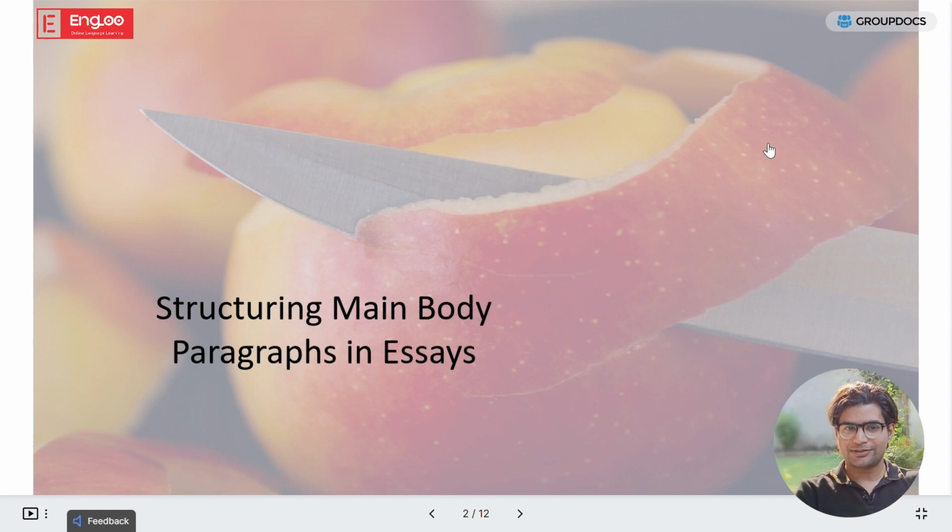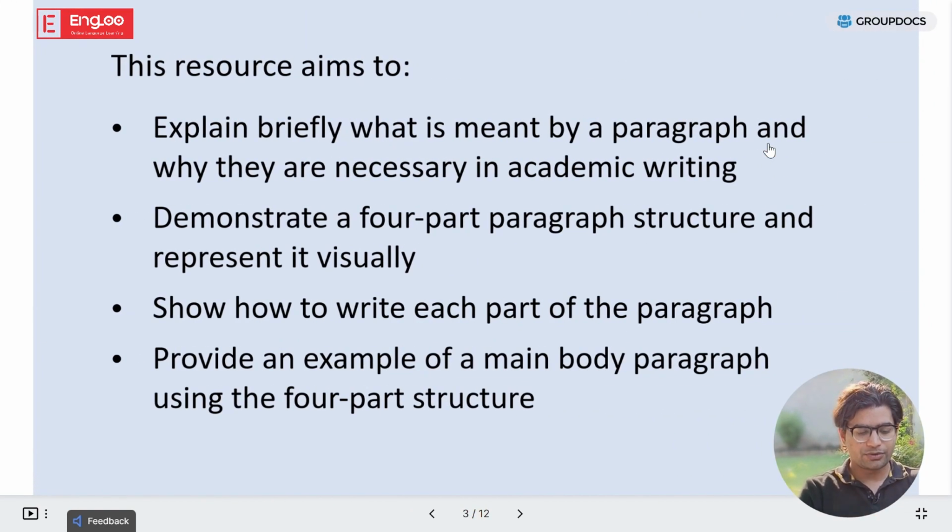As you can see on your screen, this resource aims to first of all explain briefly what is meant by a paragraph and why they are necessary in academic writing. Secondly, demonstrate a 4-part paragraph structure and represent it visually. Thirdly, we are here to learn how to write each part of the paragraph. And finally, we have to provide an example of a main body paragraph using the 4-part structure. By the end of the presentation, I would recommend you to write your own paragraph and send it to us for review. Okay, first of all, let's talk about an essay structure.